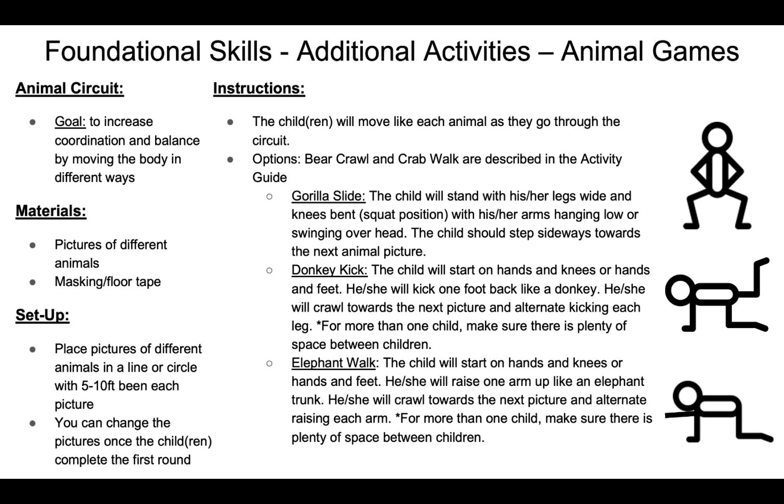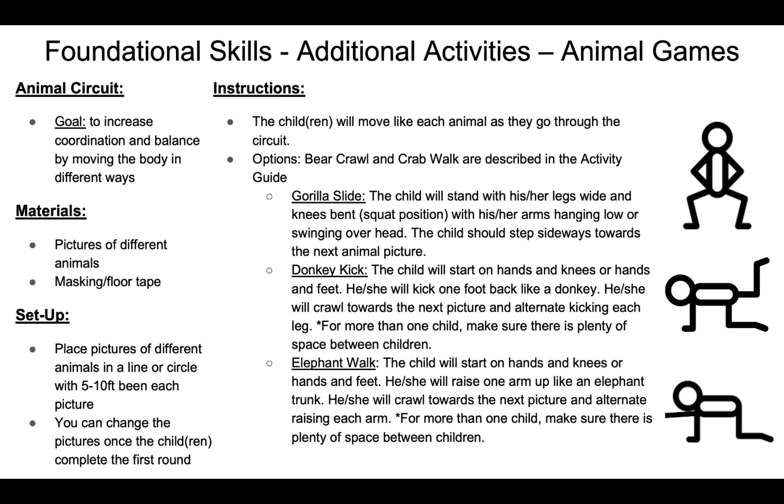Here's an example of one of the activities that I created to build on the animal games activity in the foundational skills module. So the name of my new game is called Animal Circuit. The goal is to increase coordination and balance by moving the body in different ways. The materials for this activity are pictures of different animals and masking or floor tape.